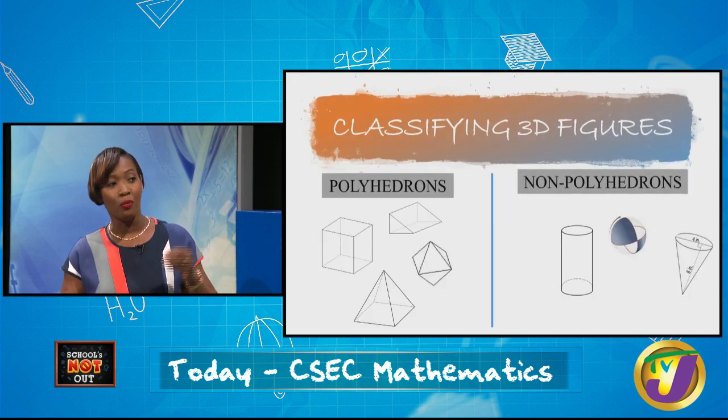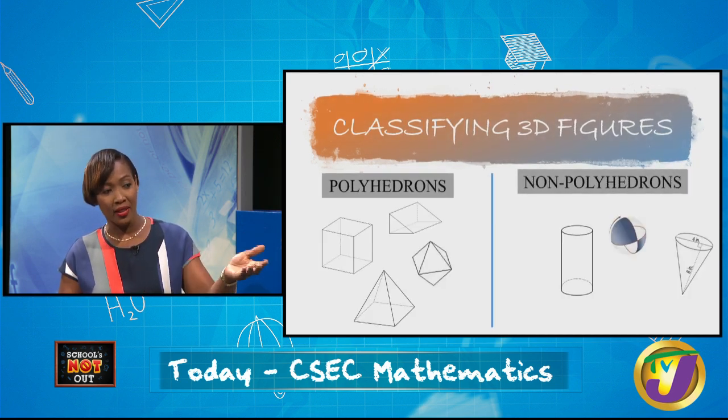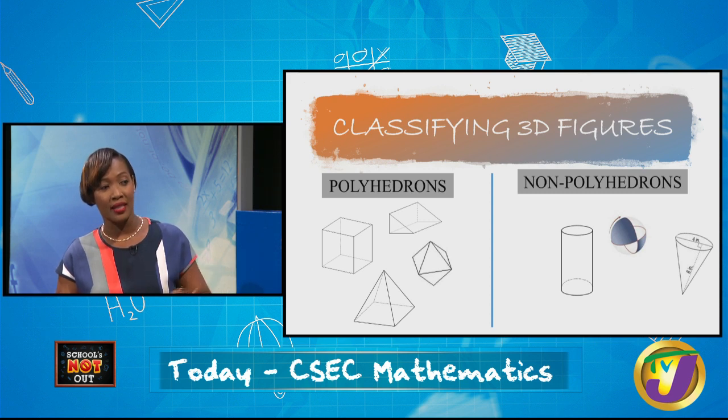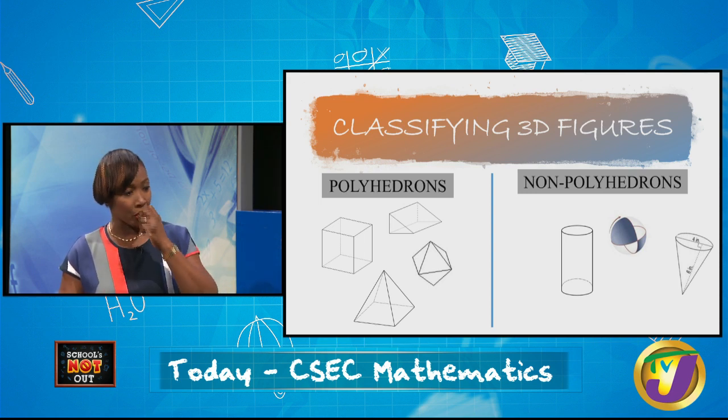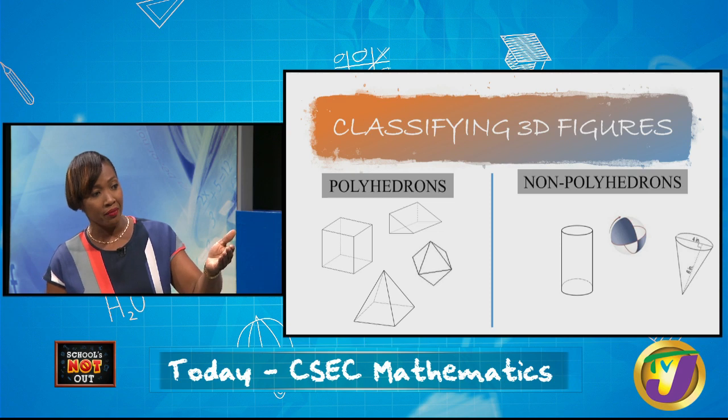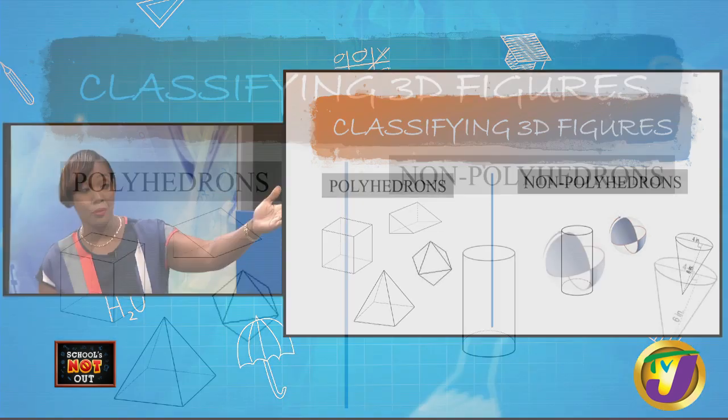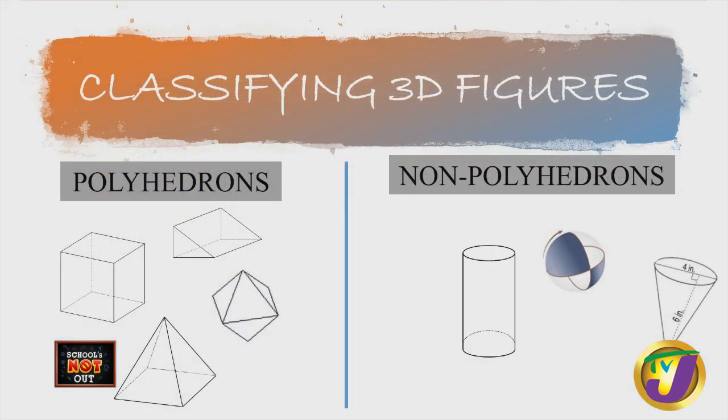So we have our polyhedron group, and you'd see those solids over there with polygon faces. And then you have your non-polyhedrons, your cylinder, your sphere, and your cone. Over here, you'd have your cuboid, your prism. Well, your cuboid is a prism, and then you'd have your pyramid.